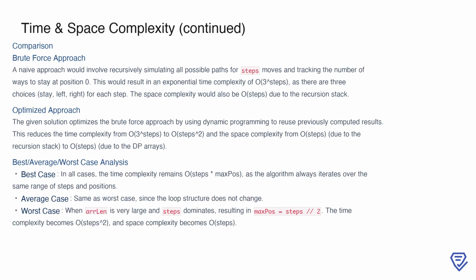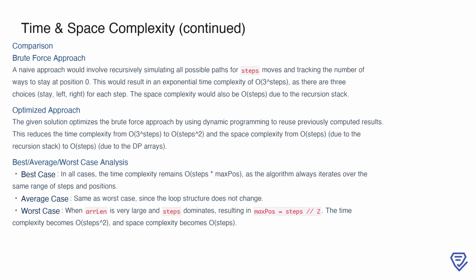Now, let's compare this optimized approach to a brute force solution. A naive method would involve recursively simulating all possible paths for the given number of steps and counting the number of ways to stay at position 0. Since there are 3 choices for each step, stay, move left, or move right, the total number of paths grows exponentially with the number of steps. This results in a time complexity of O(3^steps). Additionally, due to the recursion stack, the space complexity is O(steps).